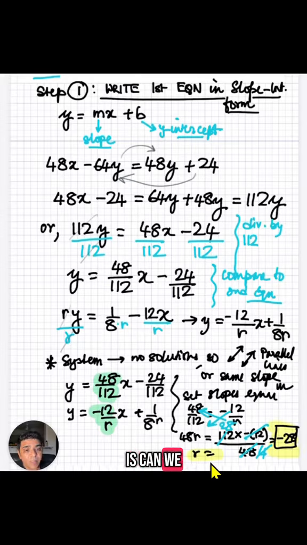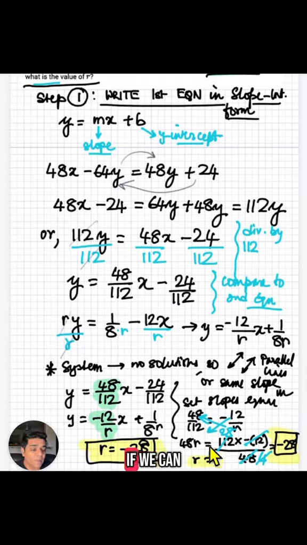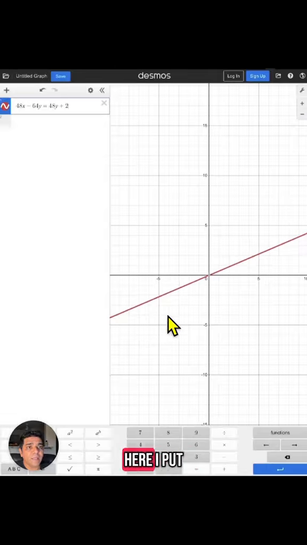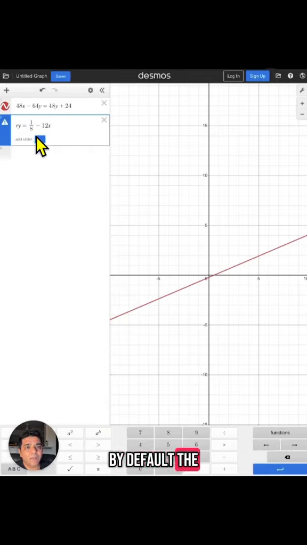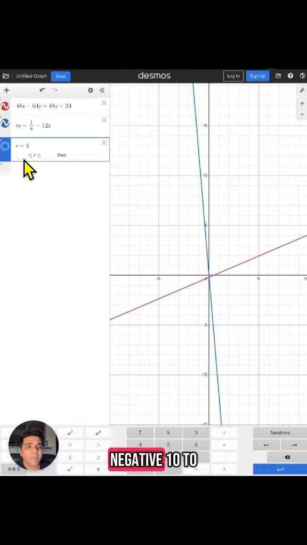So the question is, can we solve this with Desmos as well? Let's go ahead and see if we can do that in just a second. Here I put in my first equation. I'm going to write my second equation as well, just as it is. And then there's a slider. By default, the r slider is going to be negative 10 to positive 10.